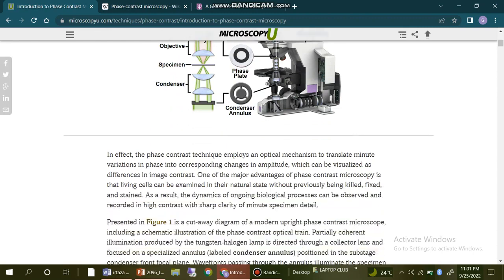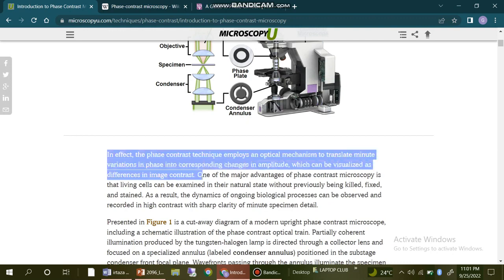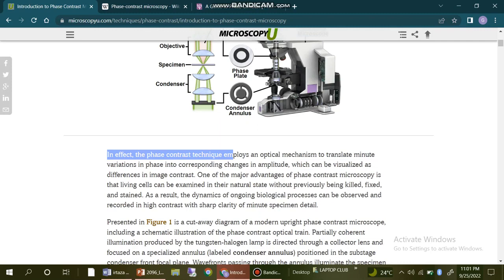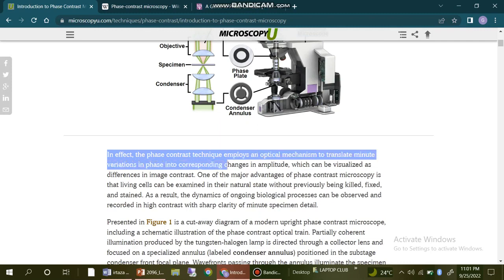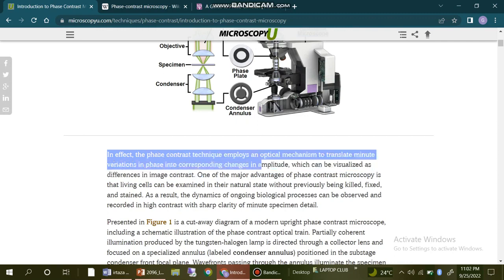So let's start. You can see here, in effect, the phase contrast technique employs an optical mechanism to translate minute variations in phase into corresponding changes in amplitude, which can be visualized as differences in image contrast.